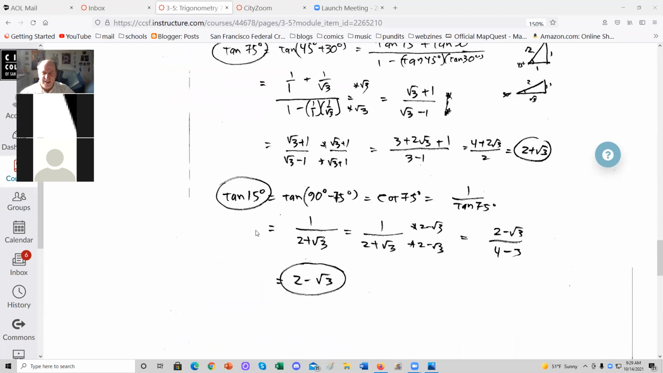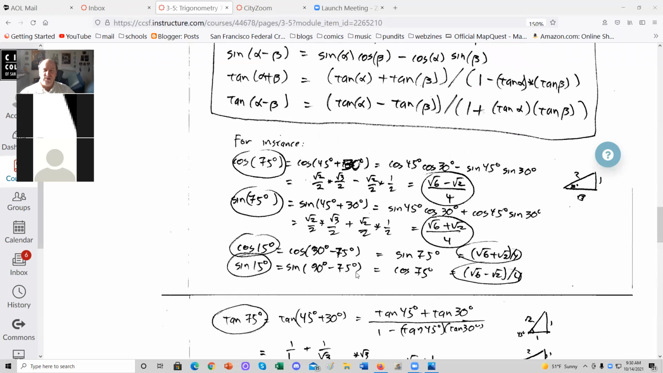And tangent of 15 degrees is tangent of 90 degrees minus 75 degrees, which is cotangent of 75 degrees, which is 1 over tangent of 75 degrees. So we get 1 over this, 1 over 2 plus root 3. And after rationalizing the denominator, we get 2 minus root 3.